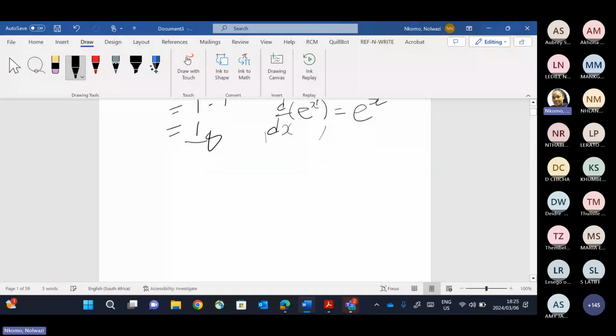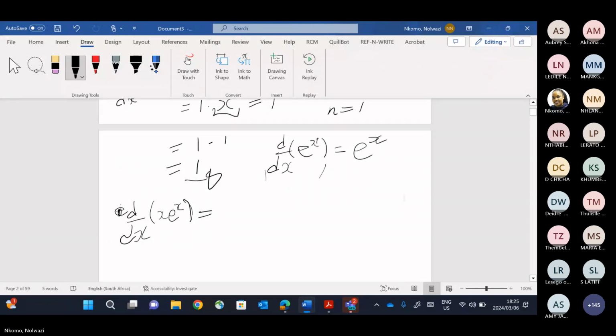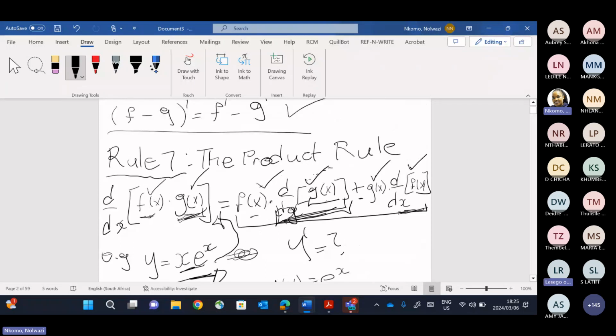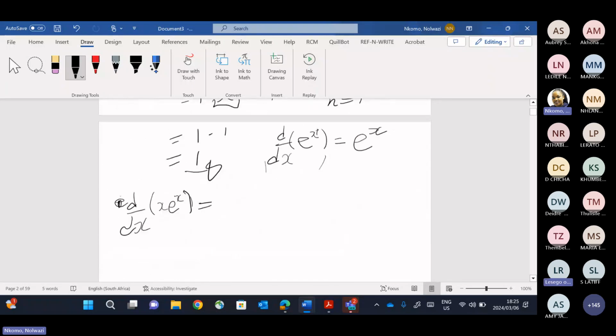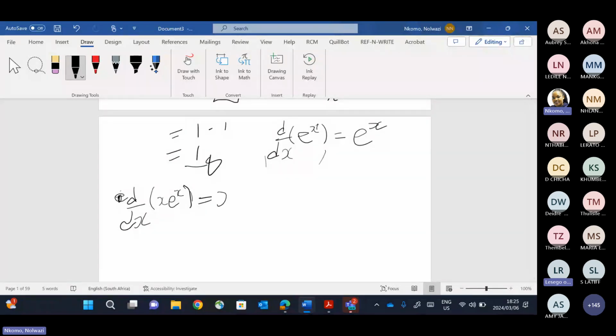We want to find the derivative of x e to the power x, right? And then we said it's f times the derivative of g, and our f is x, so it's x times the derivative of this. The derivative of this is this.